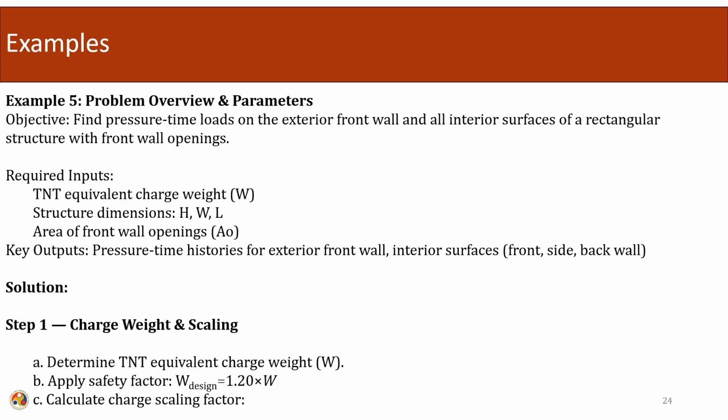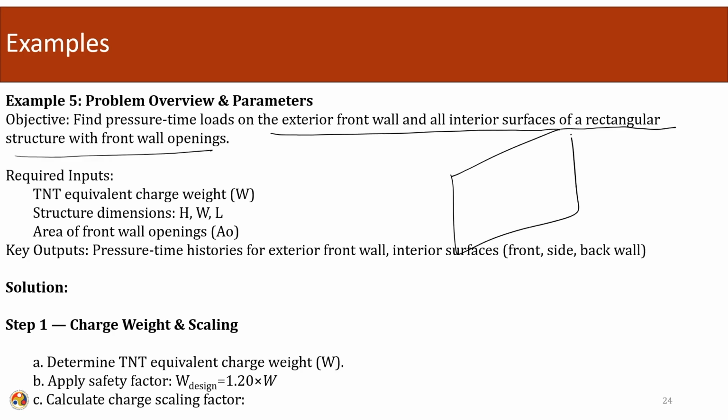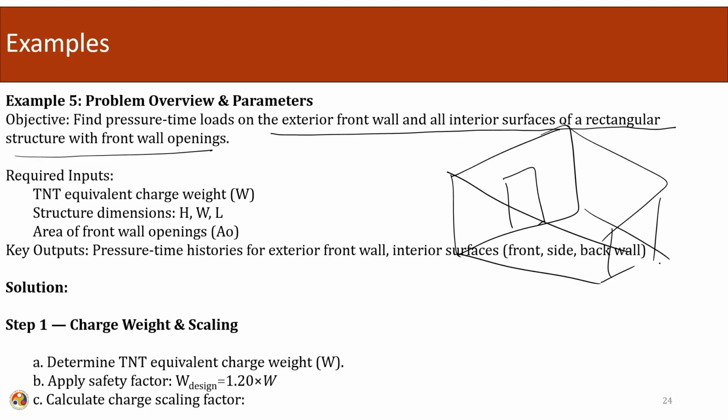Okay. So, in this example we need to find the pressure time loads on the exterior front wall and all the interior surfaces of a rectangular structure with front wall openings. What we are given is a structure that has an opening. We need to calculate the pressure time load on the exterior front wall, that is this side of the front wall, and the interior surfaces of the rectangular structure with a front wall opening. The interior surfaces also need to be calculated.